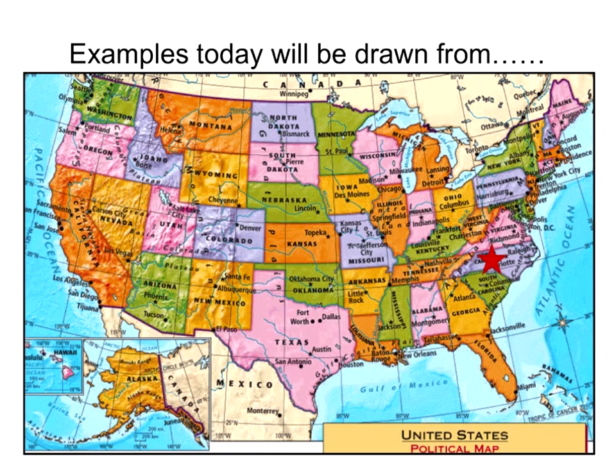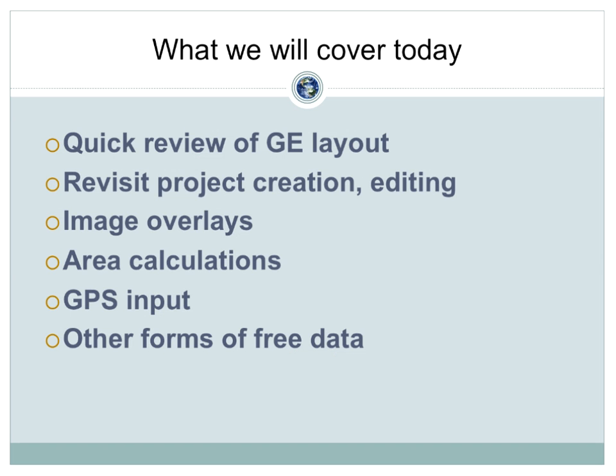We're going to be taking a look at mostly North Carolina for our data today, and we'll take a quick look at reviewing the Google Earth layout, the tools and the sidebar information on it. Revisit project creation. We started that last week. We're going to continue with that. Start a project from scratch, how you create your data and edit it.